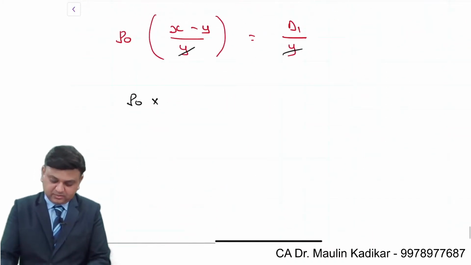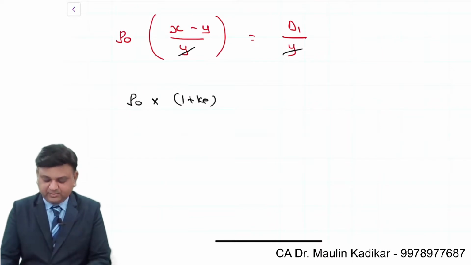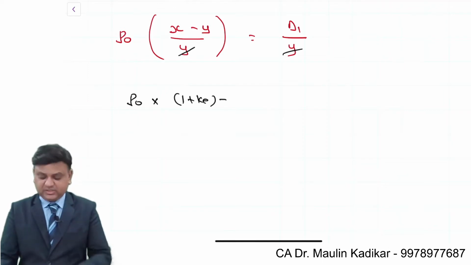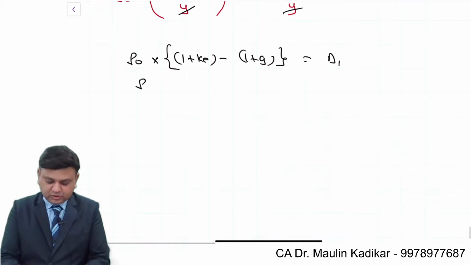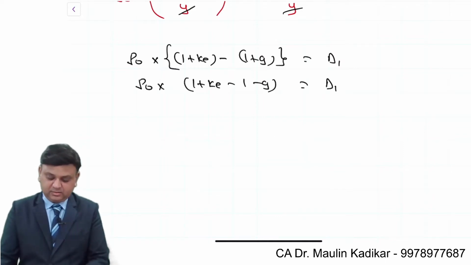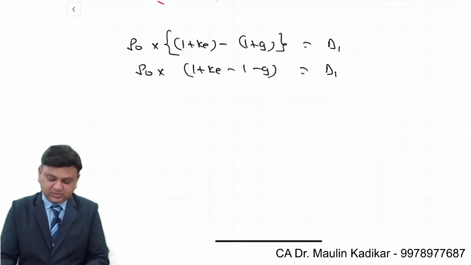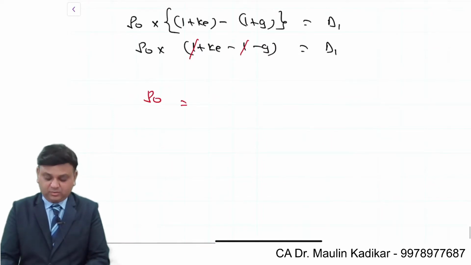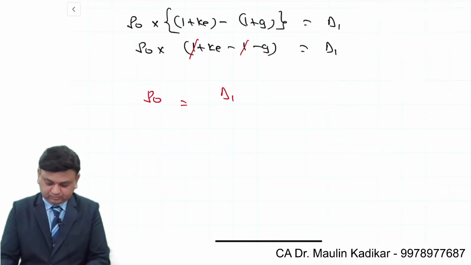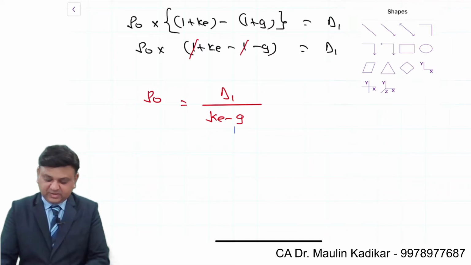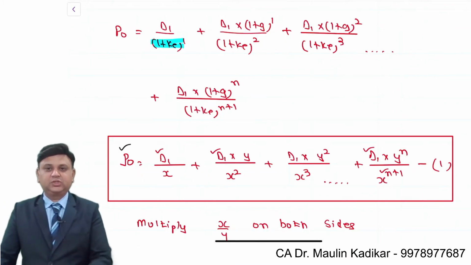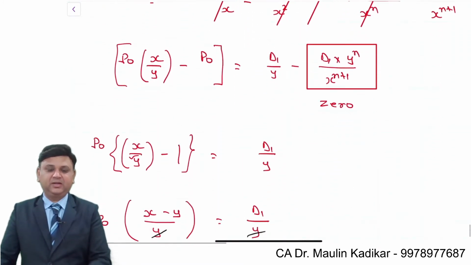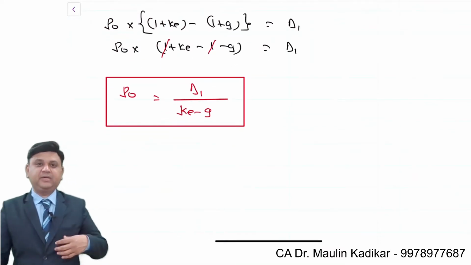So we understand that over here it is 1 plus k, minus, what is x, 1 plus k, and what is y, 1 plus g, is equal to D1. So P0 into 1 plus k minus 1 minus g is equal to D1. So now, positive 1 and negative 1 are cancelled against one another. So P0 is equal to D1 upon k minus g. That is the way we will have P0. This is the way the formula is derived. So this is the derivation of the simple formula, wherein the future dividend income is discounted in present value terms.